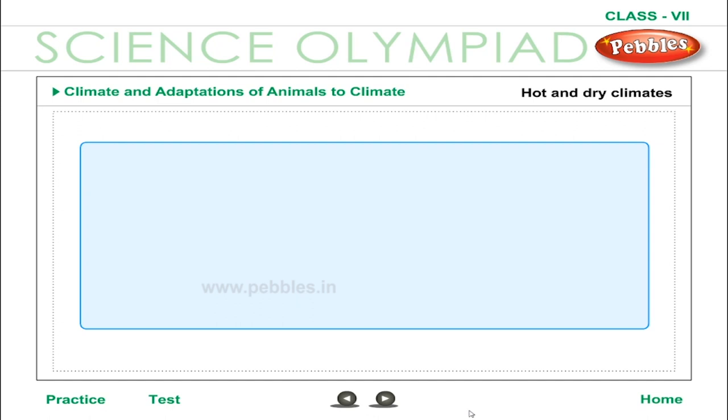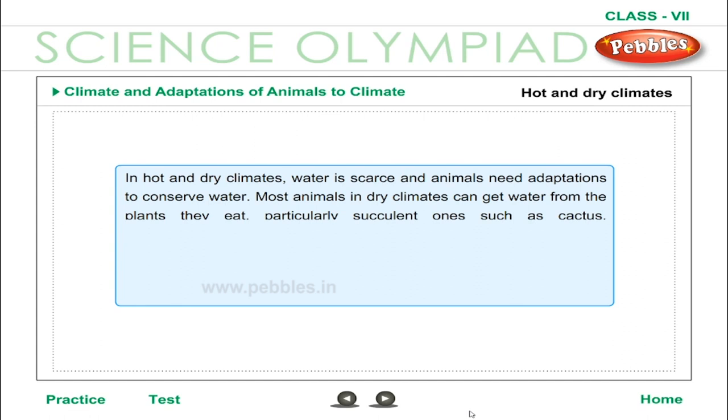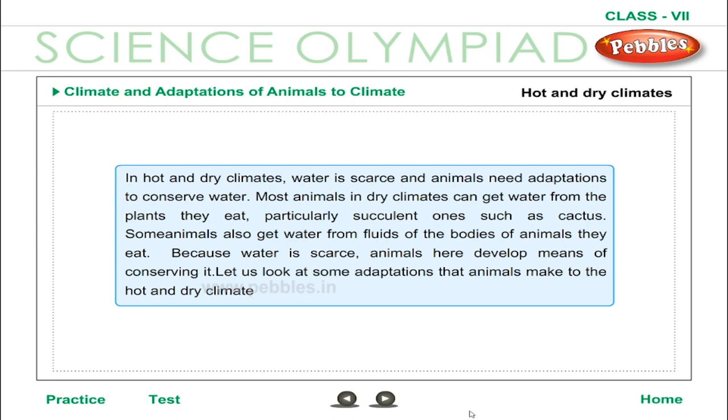Hot and dry climates. In hot and dry climates, water is scarce and animals need adaptations to conserve water. Most animals in dry climates can get water from the plants they eat, particularly succulent ones such as cactus. Some animals also get water from fluids of the bodies of animals they eat. Because water is scarce, animals here develop means of conserving it. Let us look at some adaptations that animals make to the hot and dry climate.